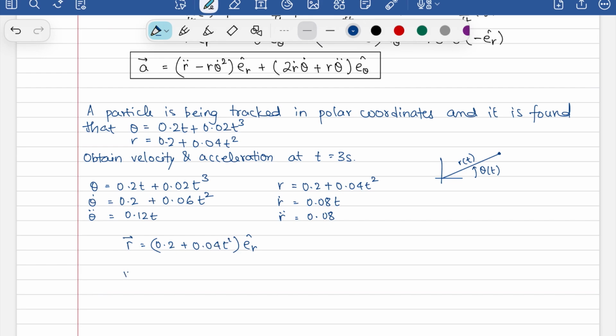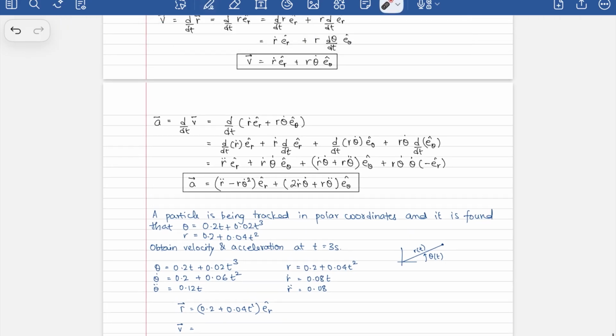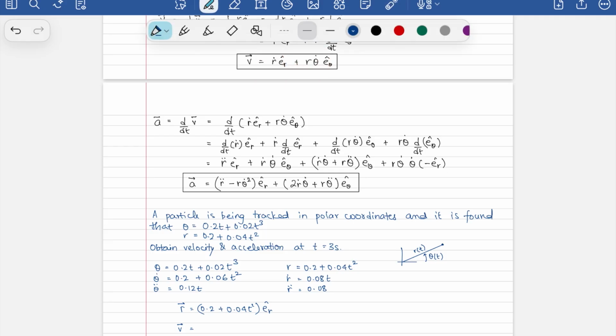Okay, now velocity. If you just search on Google, you will always find this as the equation, the formula that you can use for finding the velocity in polar coordinates. You don't have to remember this, you should just know how it applies to the coordinate system. Okay, so you have r dot, r theta dot. We just apply it now.